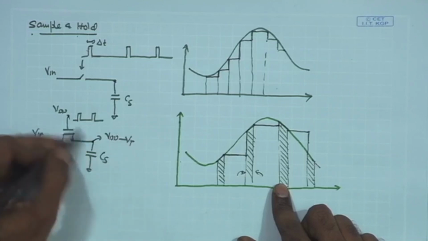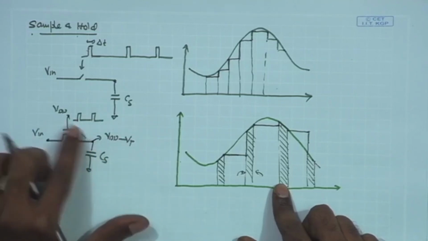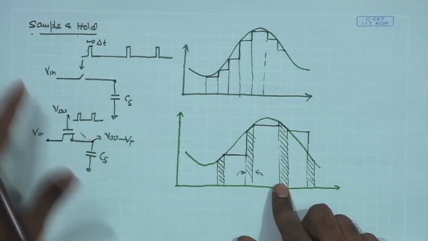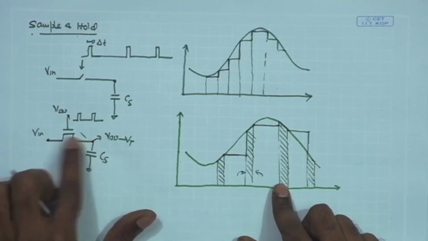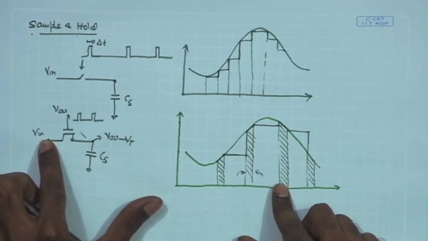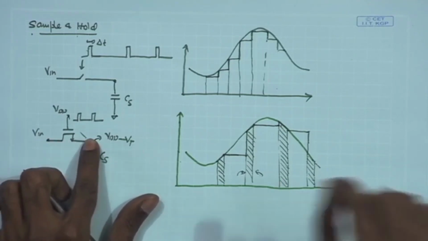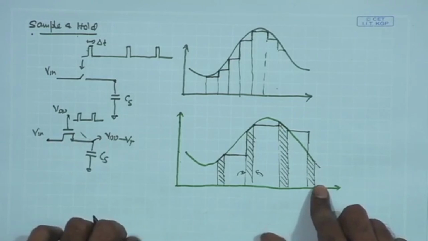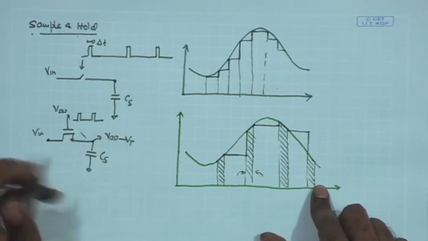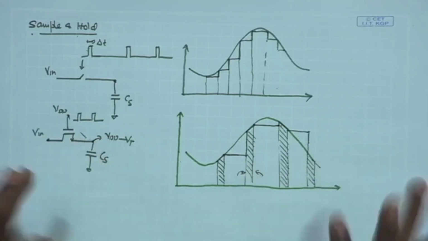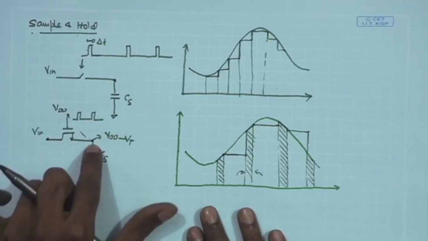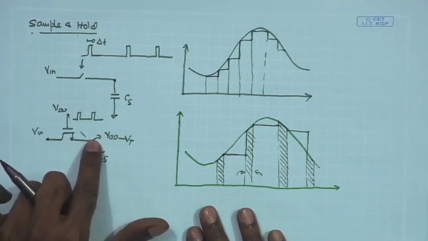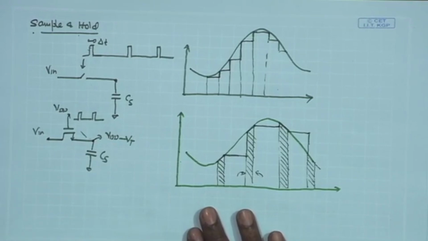minus Vt, the Vgs drops to below Vt, and as a result the current in this switch will drastically reduce, and hence it will not be able to follow the input signal fast enough. Because of leakage current, if you leave it for a long time, it may still be able to follow, but for a sufficiently fast sampling, it will not be able to carry the input signal over here. It will stop at Vdd minus Vt.